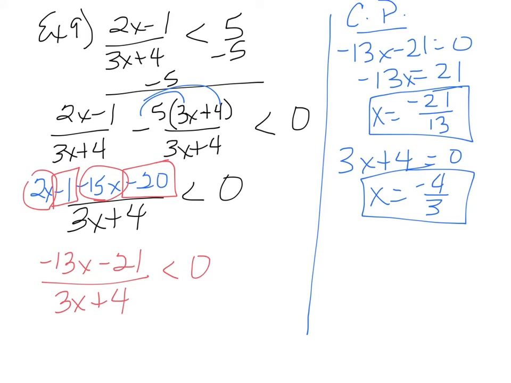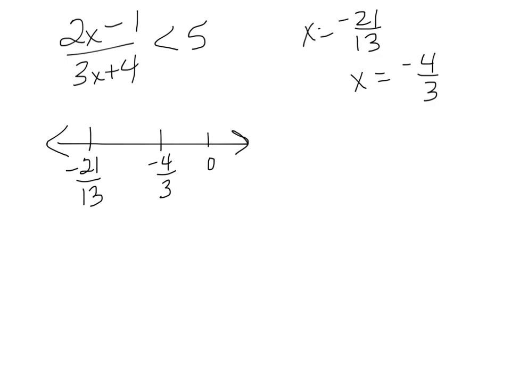All right, now when we put these values on our number line, we have negative 21/13 and negative 4/3. Notice where 0 is. It's over here to the right. Typically when we're finding 0, it's been in the middle, so we know whether we shade to the middle or the outside. The concept still applies. We're still going to check 0 because that's the easy thing to do. However, because I'm out of room on this slide, let's move it over to the next one. Okay, let's go ahead and pick this problem up from here.